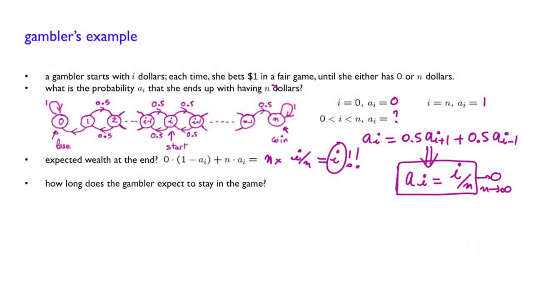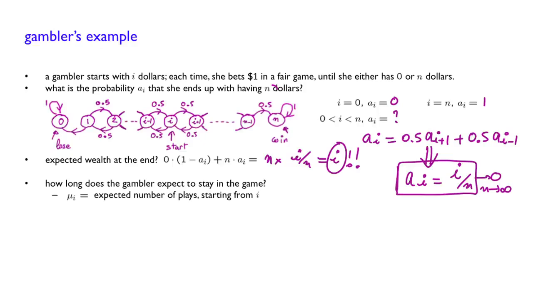The next question is, how long does the gambler expect to stay in the game? We know that eventually you will either reach 0 or n with probability 1. The question is, how long is it going to take? And again, we have seen in a previous video that this is essentially calculating the expectation to absorption. And we know how to do that. So let's recap what we had said.